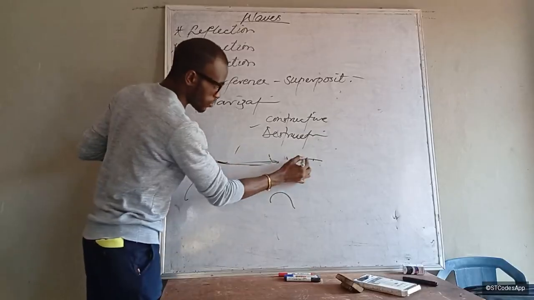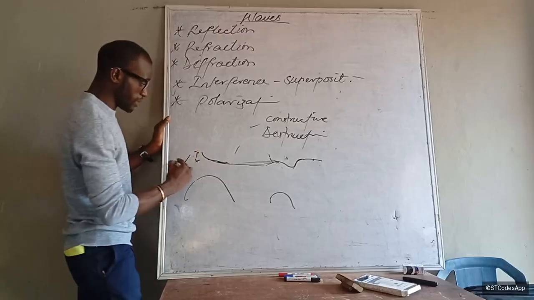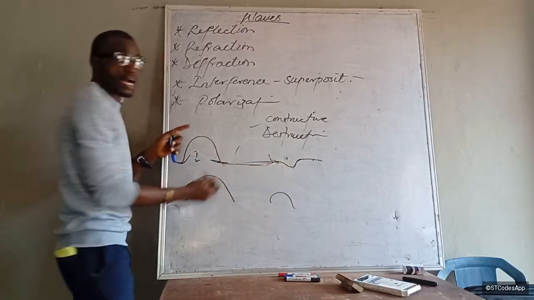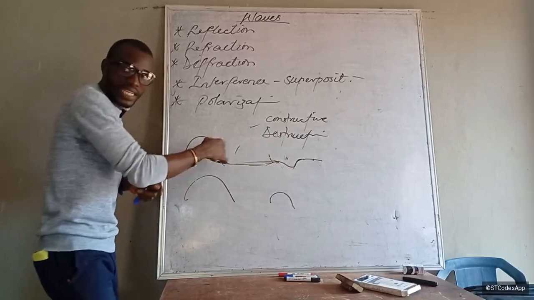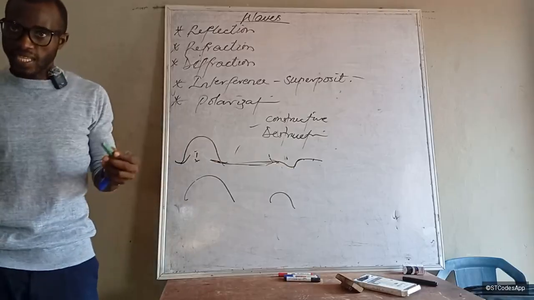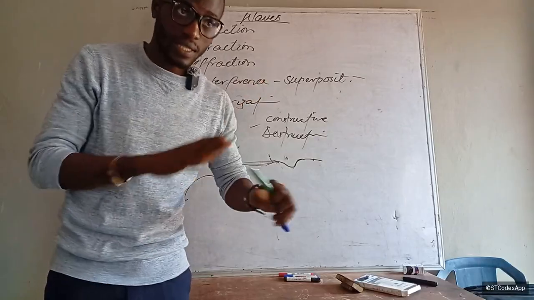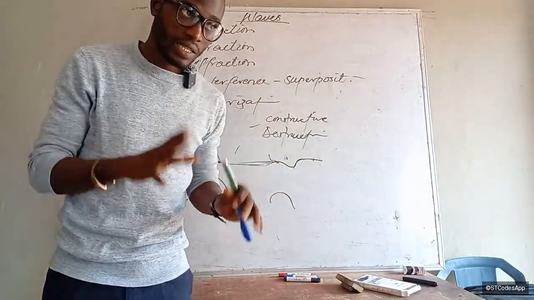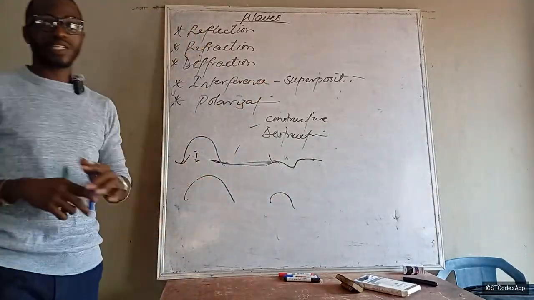But if this one is maybe small like this, and this one is this big, now what will happen is that it will only reduce the crest. Is it making sense? But it's still destructive. Do you understand? Alright. The polarization is this.